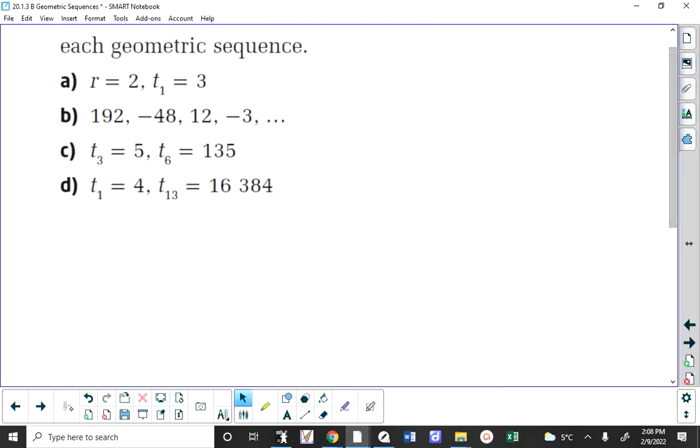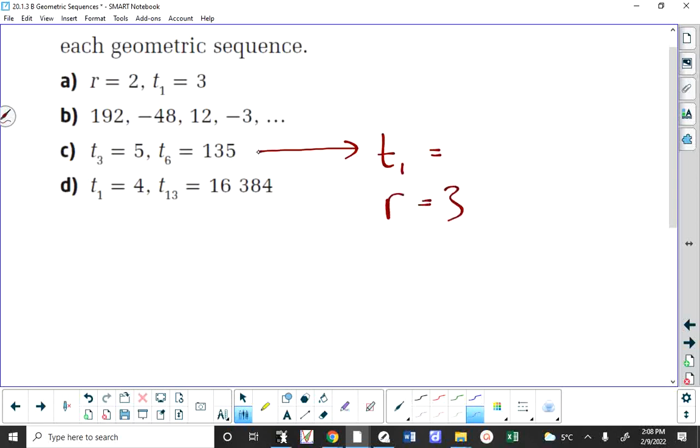I can erase all this. I don't really want it anymore. I can take the approach that we took before, which is that with arithmetic, if you know the first term and the common difference, you're off and running. With geometric, you would have to know the first term and the common ratio. Now we've just determined the common ratio is 3. How do we find the first term?